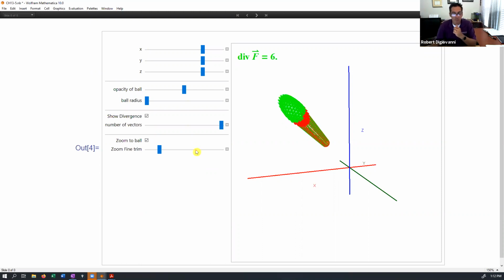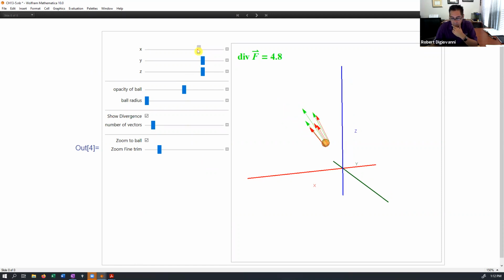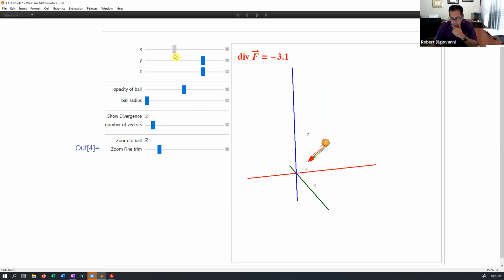Okay. Now let me take the number of vectors down so I don't kill my computer here. Let me move the ball around to where maybe we get a negative div. There we go. We've got some negative div over here. So I've moved the point to a different place. And now I'm going to get a bunch of vectors in here.